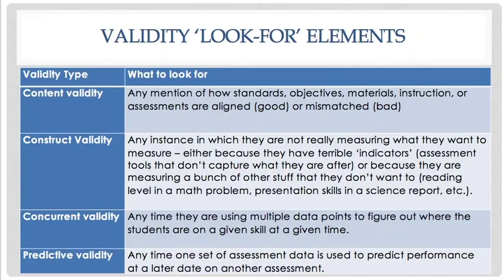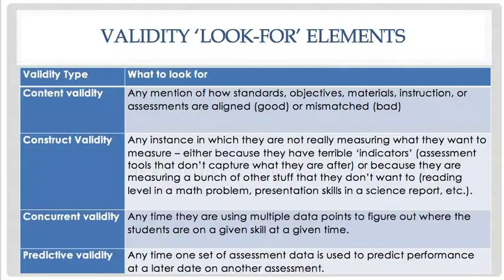So when we think of how do I find these things, anytime you hear anything about a mismatch between standards, objectives, materials, instructions, or assessments, think content validity. For construct validity, think of any instance in which you are not really measuring what you want to measure, either because you have terrible indicators, so tools that don't really do what you want, or because you're measuring a bunch of other stuff that you don't want to. Again, reading level in a math problem, presentation skills in a science report, and so on.